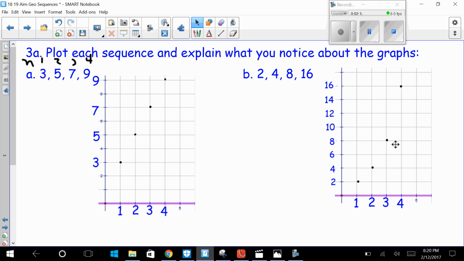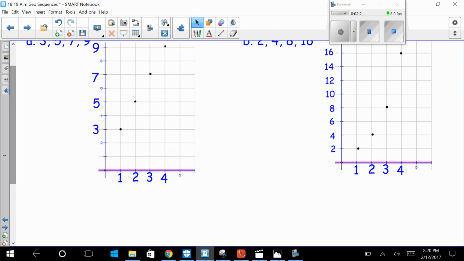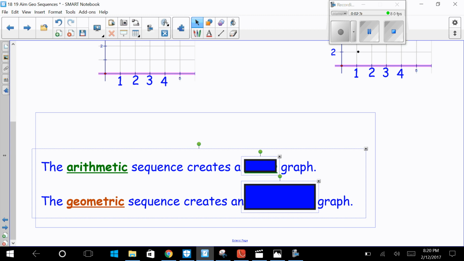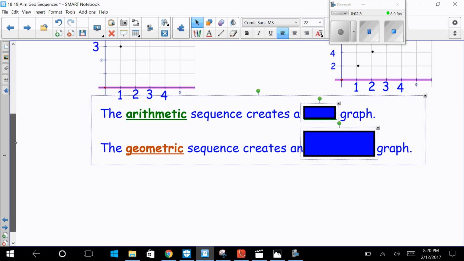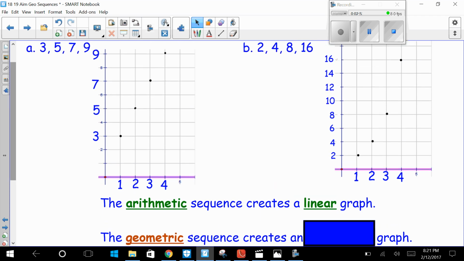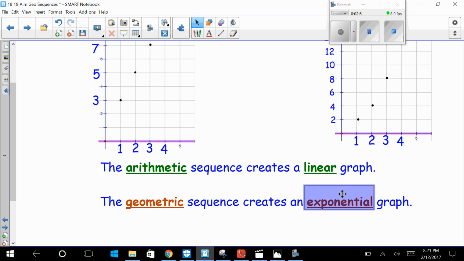So look at them, and what do you notice about the graphs? Stop the video and try to see if you can figure it out. I mean, it's pretty clear from the first one anyway, what kind of shape the graph has and what kind of shape the second one has. If you notice, the arithmetic sequence, when you graph it, creates a linear graph. I could connect these with a line. There are no points in between these points, but these points do lie on a line. By contrast, the second one, the geometric sequence, creates an exponential graph.